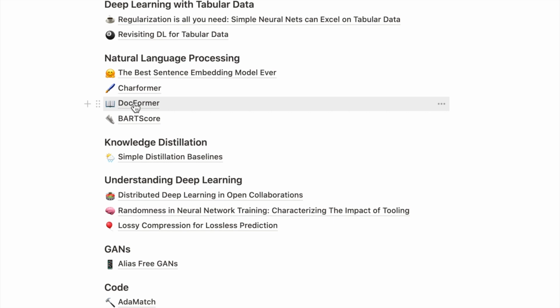DocFormer is an interesting kind of thing. I didn't really get into the details of it, but it does visual document understanding. I don't know how many weekly update episodes ago it was, but the Allen Institute released this architecture called GPV, General Purpose Vision. These are ideas of combining language and vision, these kinds of architectures.